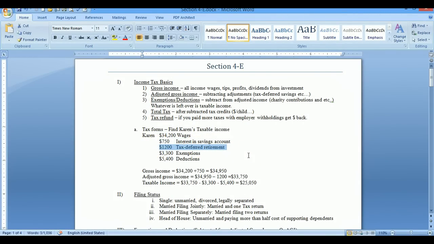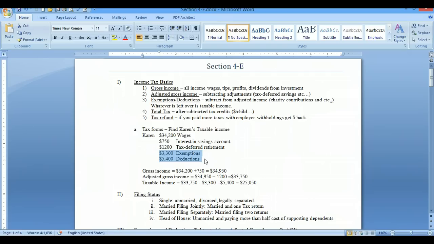The adjusted gross income is where you subtract adjustments like tax deferred savings, and she has $1,200 in tax deferred savings for her retirement. So we take the gross income, $34,950, minus her contributions of $1,200, makes her adjusted gross income $33,750.